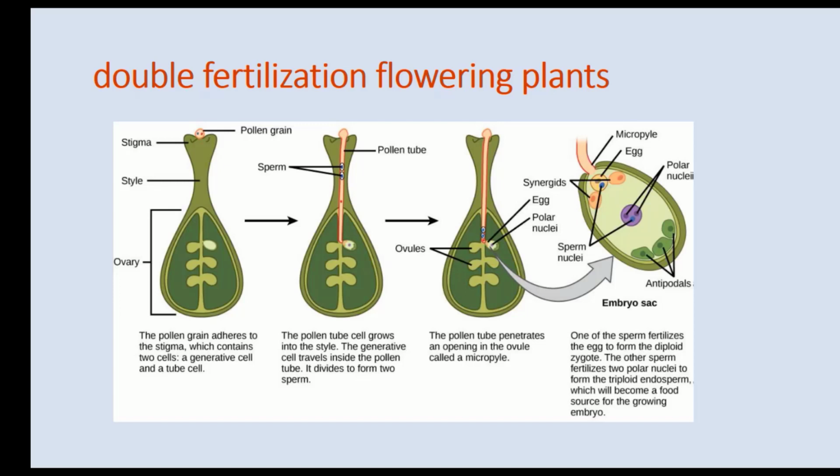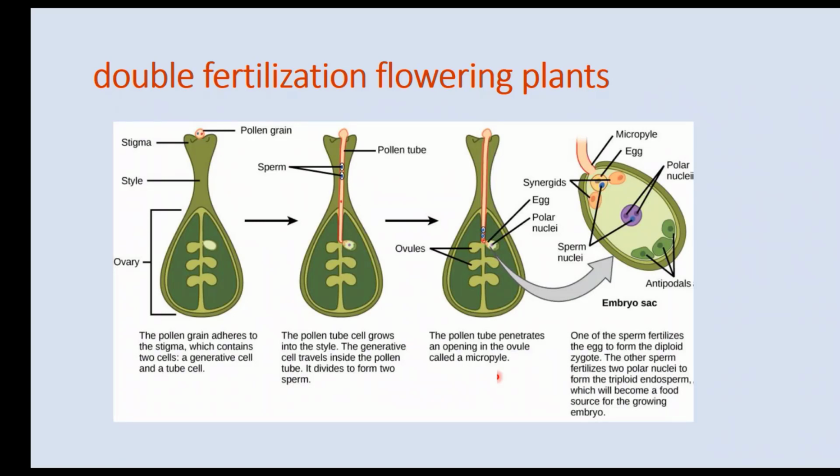And you can see here these two sperms are formed, and the pollen tube is stored there. Then there's a transfer where the pollen tube penetrates an opening in the ovule called the micropyle. And you see here the two sperms are still there, and the egg with polynuclei as indicated, which is here in the ovule.